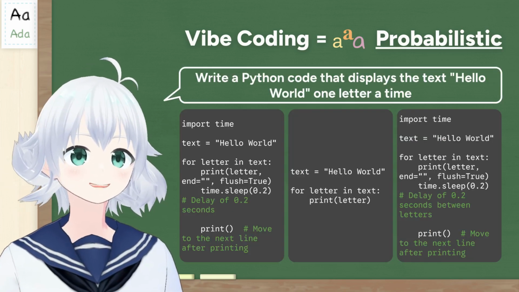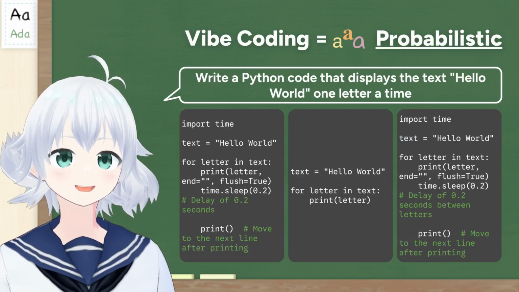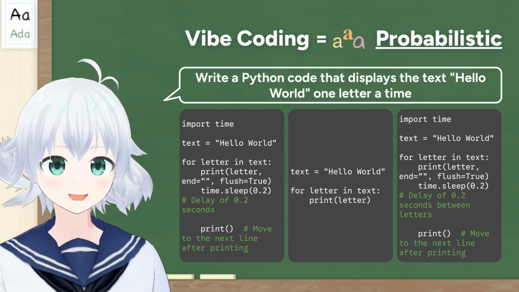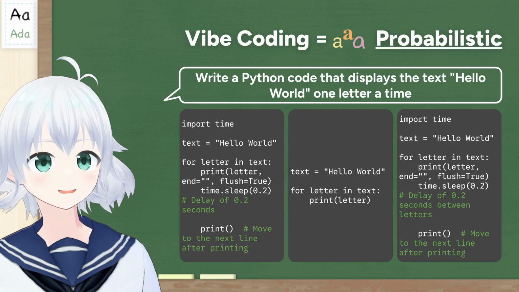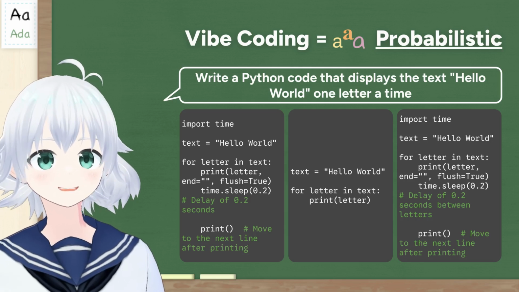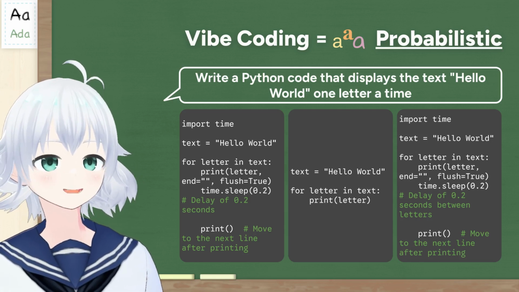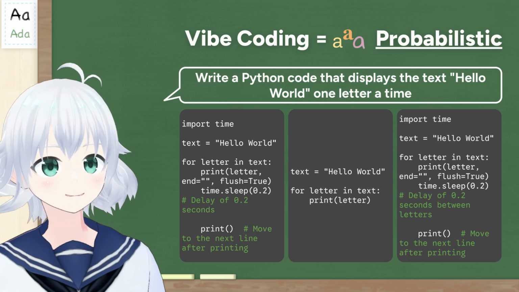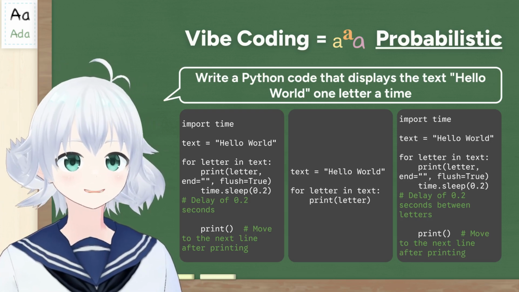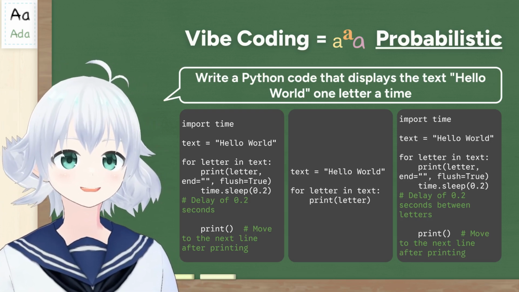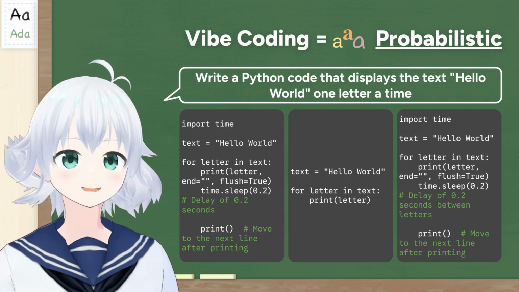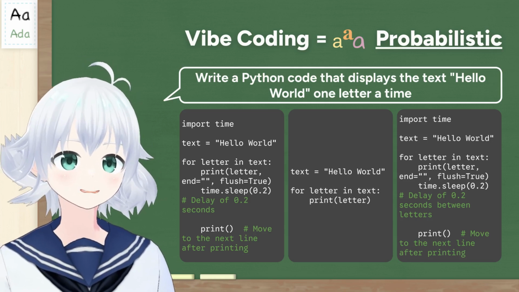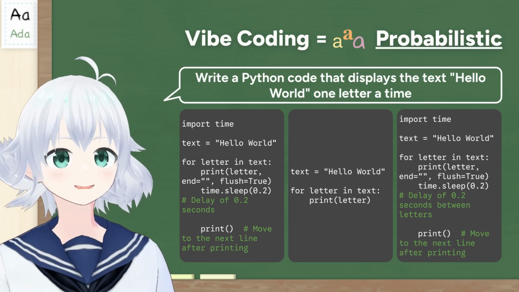When we follow that analogy, the same thing happens when you try to prompt this example. Write a Python code that displays the text "Hello World" one letter at a time on 3 separate sessions. We know this isn't a very good prompt, but this is to demonstrate just how probabilistic vibe coding can be. So I prompted this to ChatGPT, and here we have 3 sets of codes for this prompt. So let's run this simultaneously.